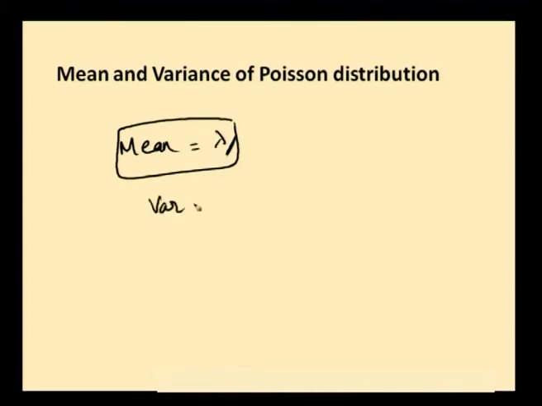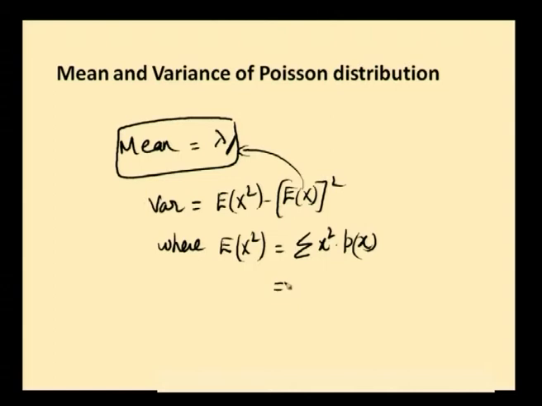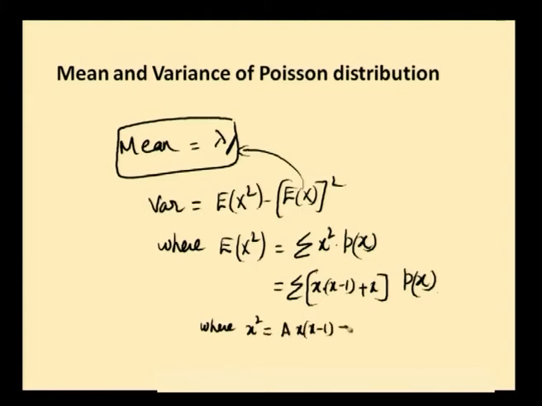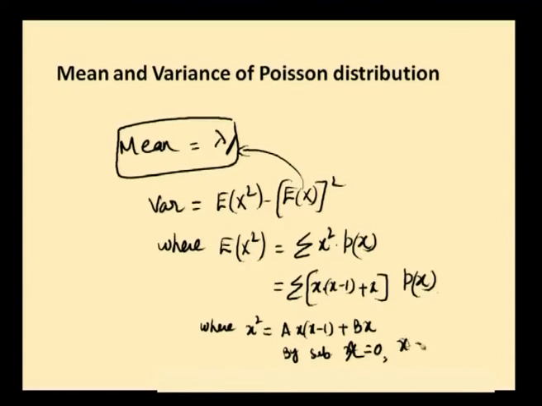Next, to find out the variance, variance is equal to mu 2 dash minus mu 1 dash square, or you can write in terms of expectation as E of x square minus expectation of x the whole square. Expectation of x is lambda, okay, so we have to find out expectation of x square. Okay. This is equal to, according to the formula, x square into p of x. This x square is written in the factorial format as x into x minus 1 plus x, into p of x. You can find this x square in the factorial format as a into x into x minus 1 plus b into x, and then find the values of a and b by substitution, x is equal to 0 and then x is equal to 1.